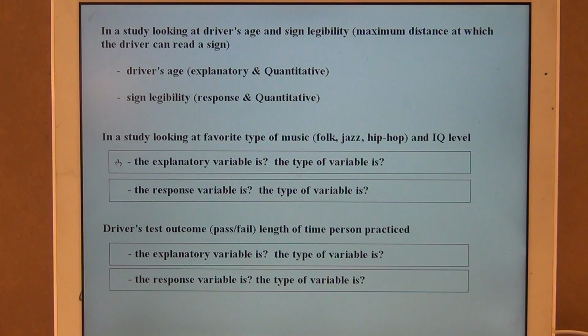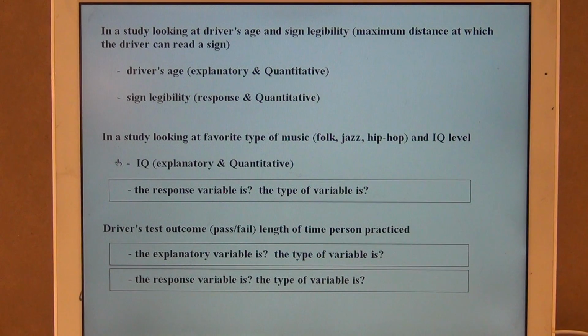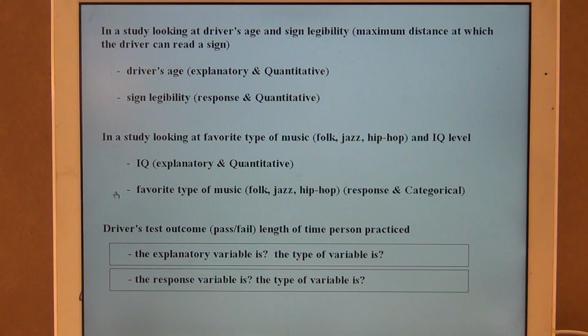Okay. IQ is the explanatory variable, and that's a quantitative measure. And type of music, either folk, hip-hop, or jazz, is the response variable, and that's categorical. It would be either folk, jazz, or hip-hop.